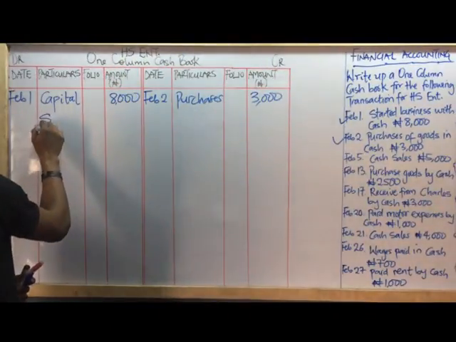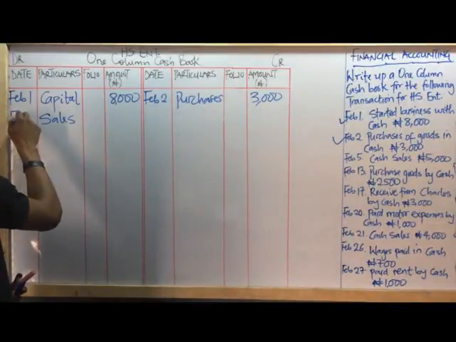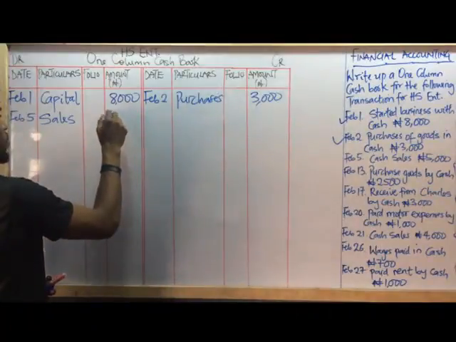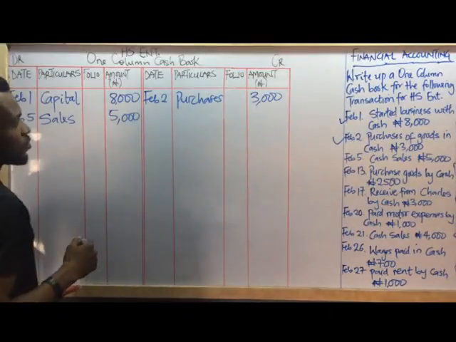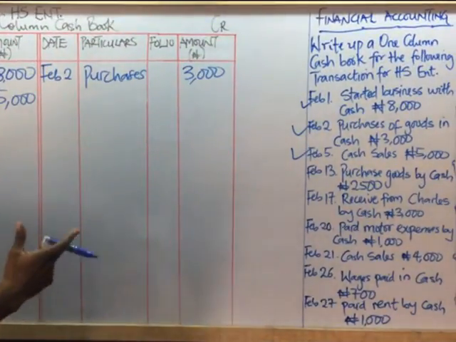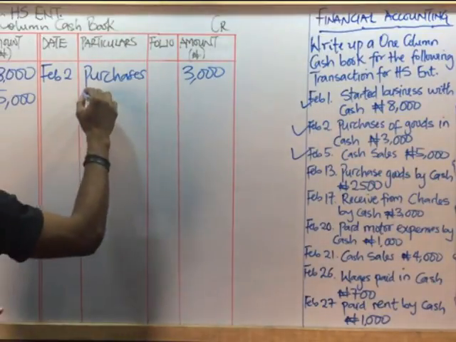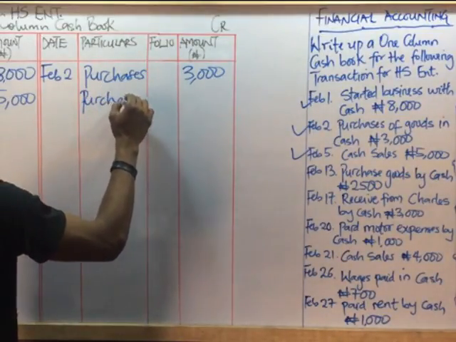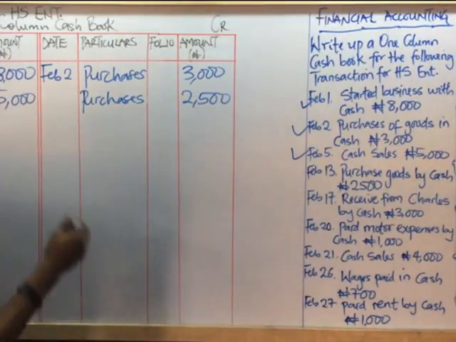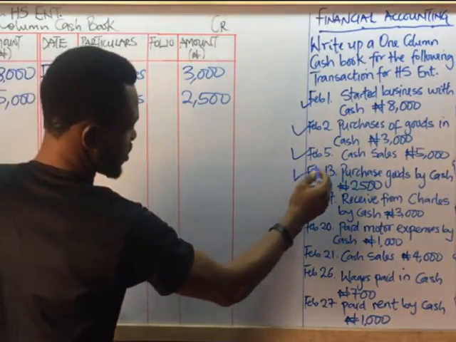Sales. We have sales here. What date is it? February 5th. And how much is the sales? We have the sale of 5,000. So we'll move to the next one. February 13, purchased goods by cash, 2,500. You made a purchase by cash, 2,500. So we have purchases here as well. We have how much? 2,500. Now what is the date? February 13.